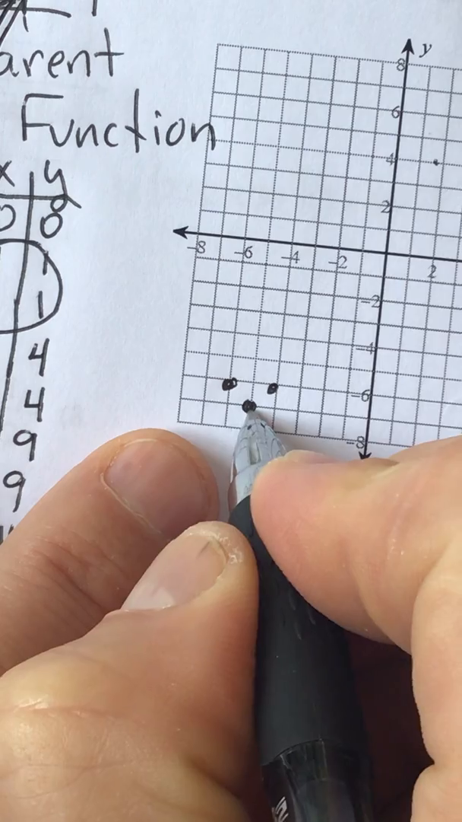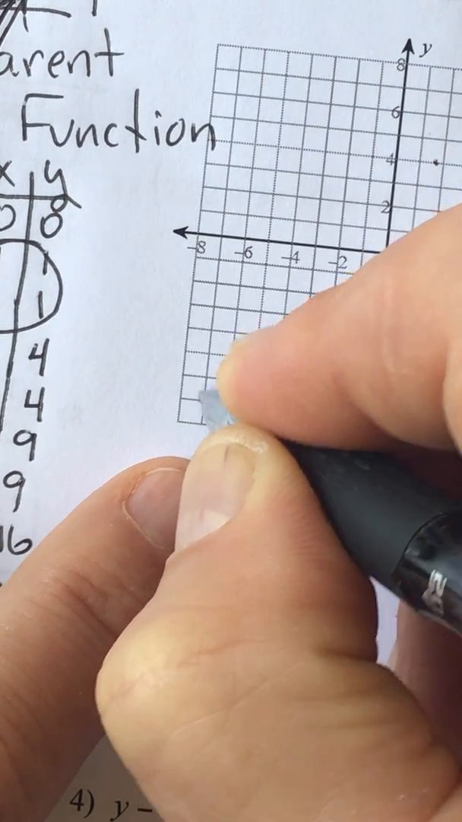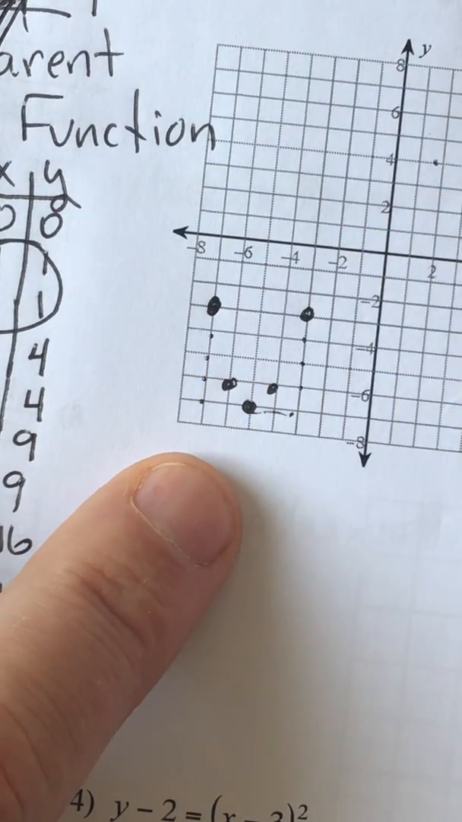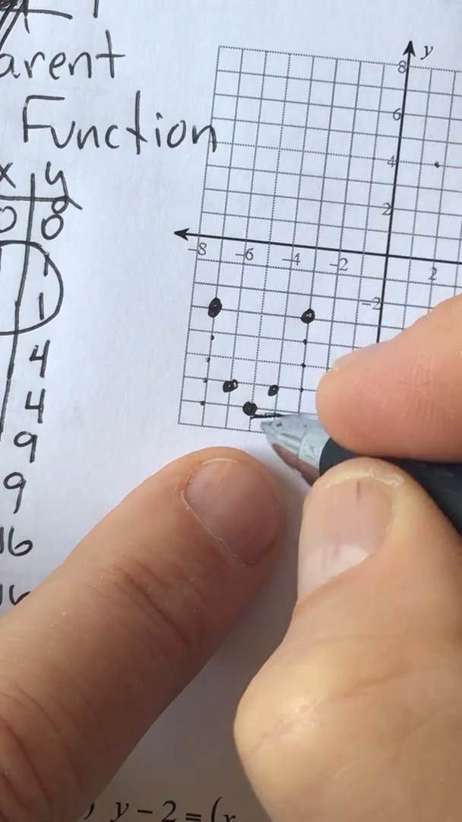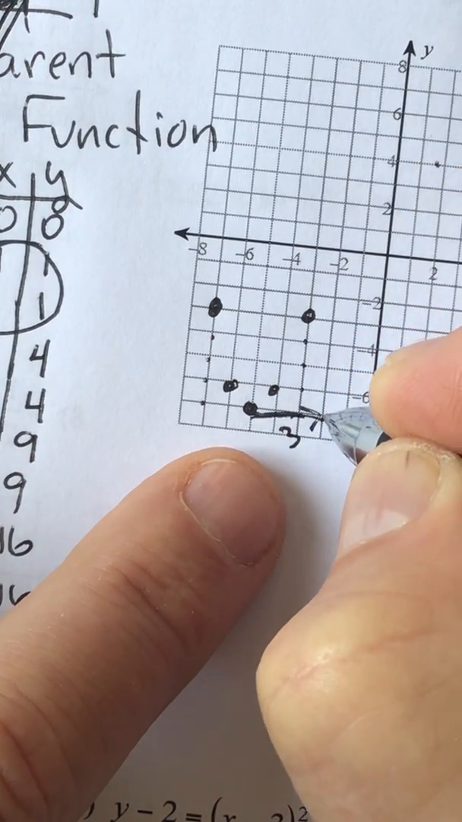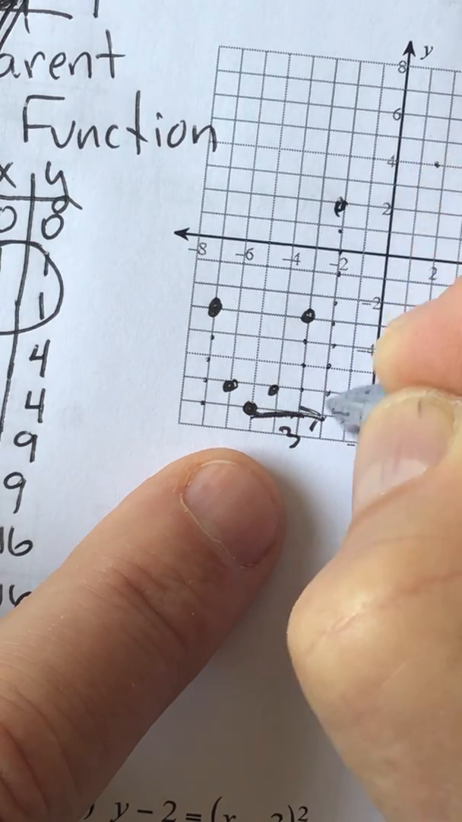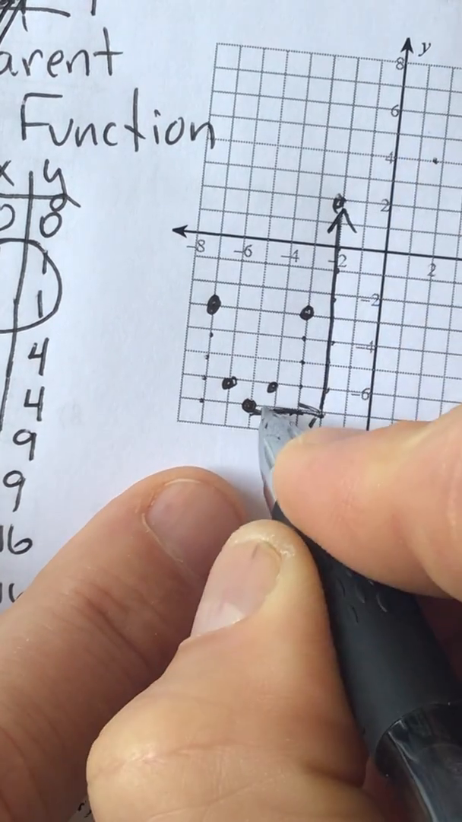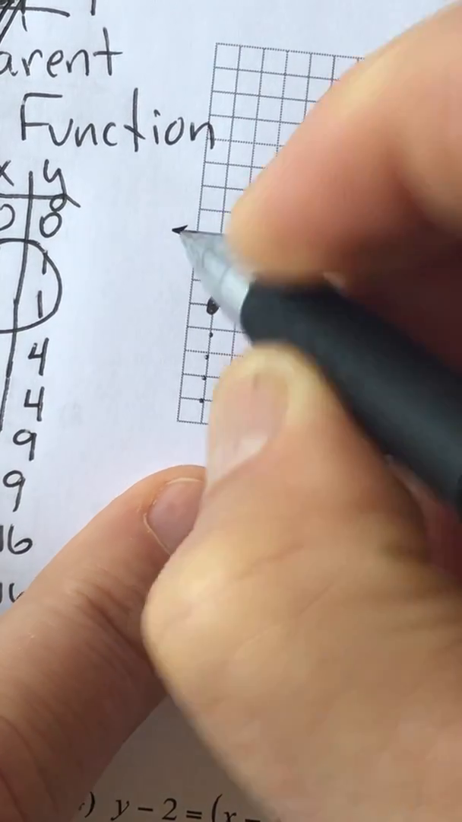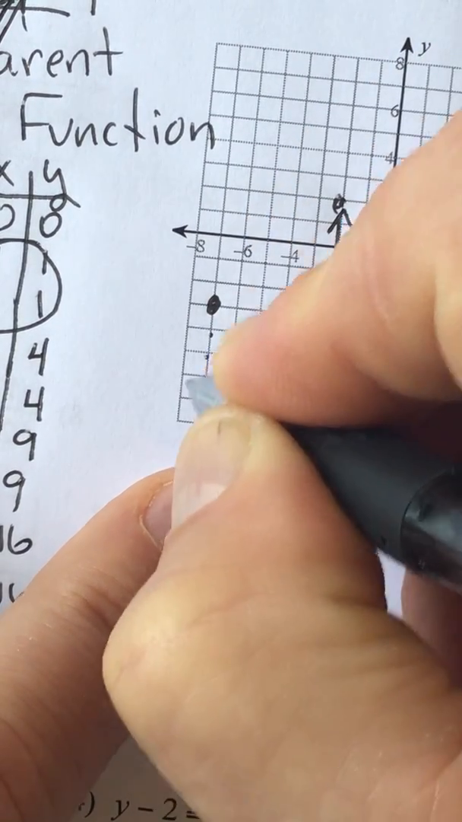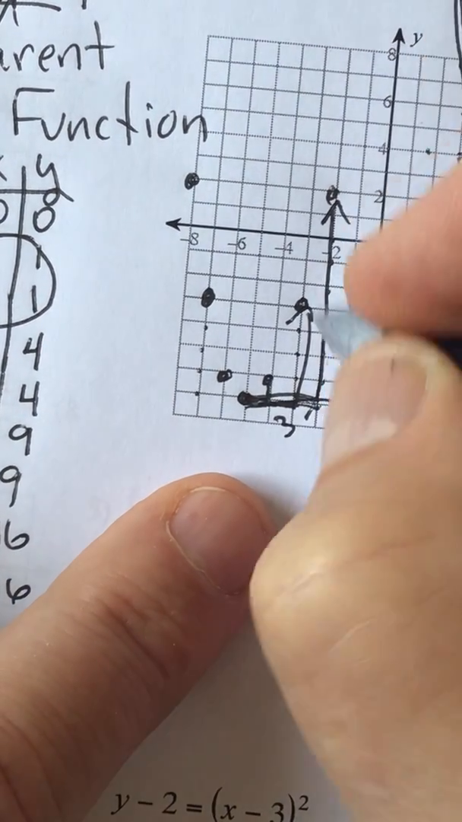The next dots are over 2, up 4: 1, 2, 3, 4, and over 2, up 4. And the next critical points are 3, 9: over 3, up 9: 1, 2, 3, 4, 5, 6, 7, 8, 9. It's kind of like slope, but it keeps changing. See, here it was 1 to 1, then it was 2 to 4. Now it's 3 to 9, and 3 to 9. And then if we wanted, the next one would be 4 to 16.